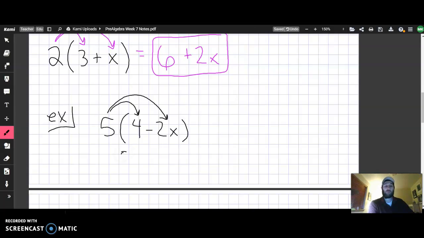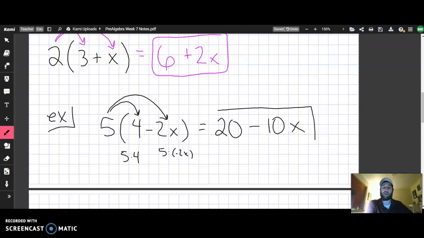And so that means we have 5 times 4. 5 times 4 is 20. Then we have 5 times our negative 2x. So careful with that negative here. We're not adding and subtracting. We're multiplying by 5. And so 5 times negative 2 is the same thing as 5 times 2, which is 10. Then a positive times a negative is a negative. And so 5 times negative 2x is negative 10x.